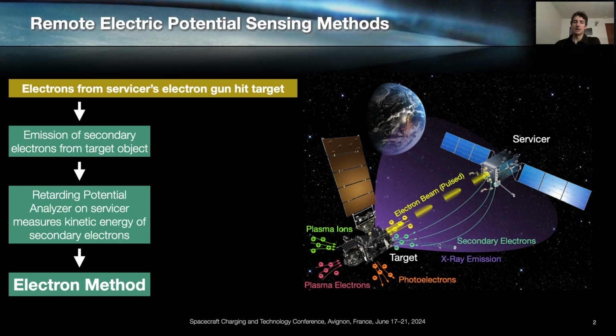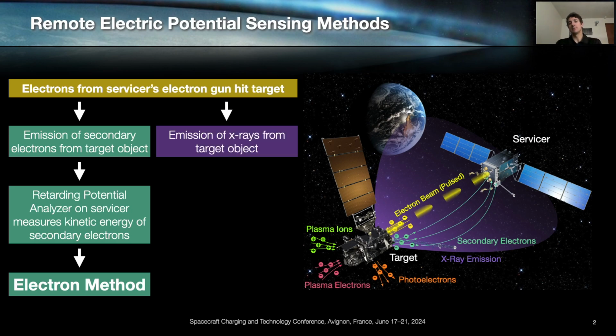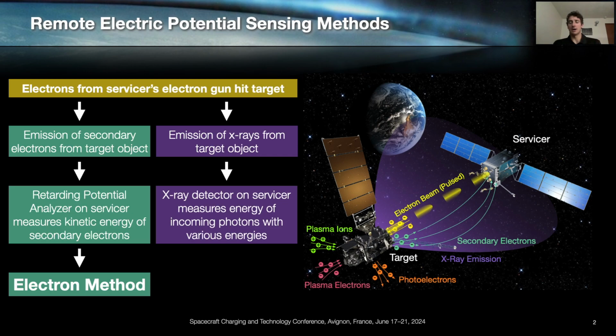target object. At the same time, the incoming electrons from the electron beam excite the emission of X-rays from the target object. Those X-rays also give us information about the electric potential. By using an X-ray detector to find the maximum energy of the emitted X-ray photons, we can also get some information about the electric potential, which is the X-ray method.